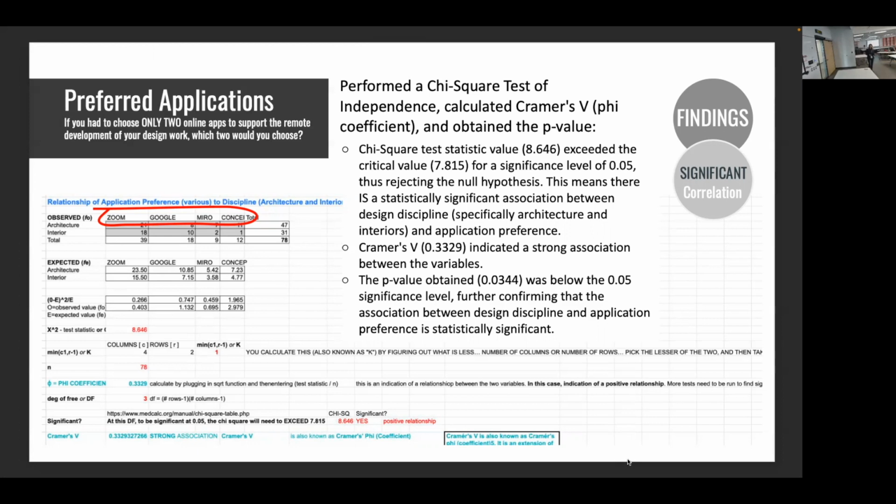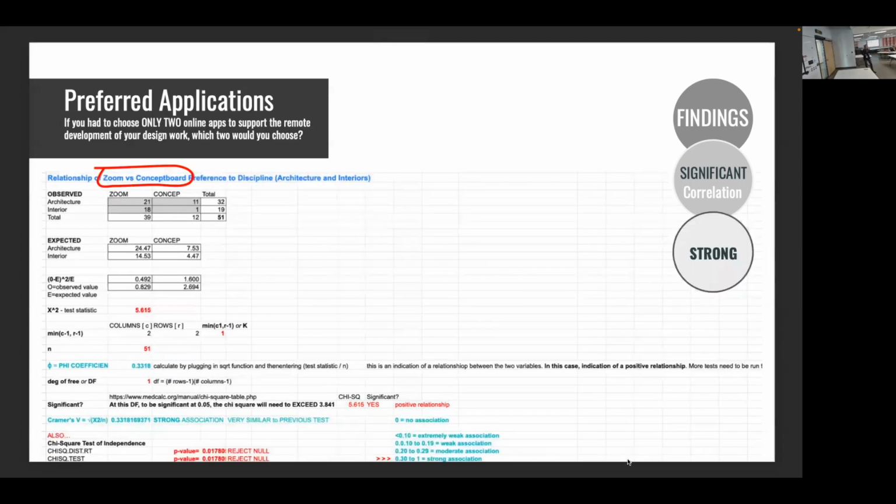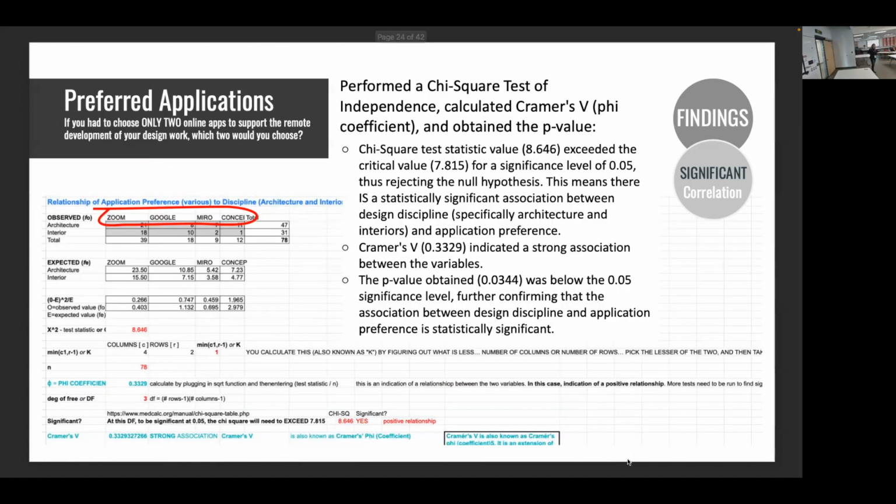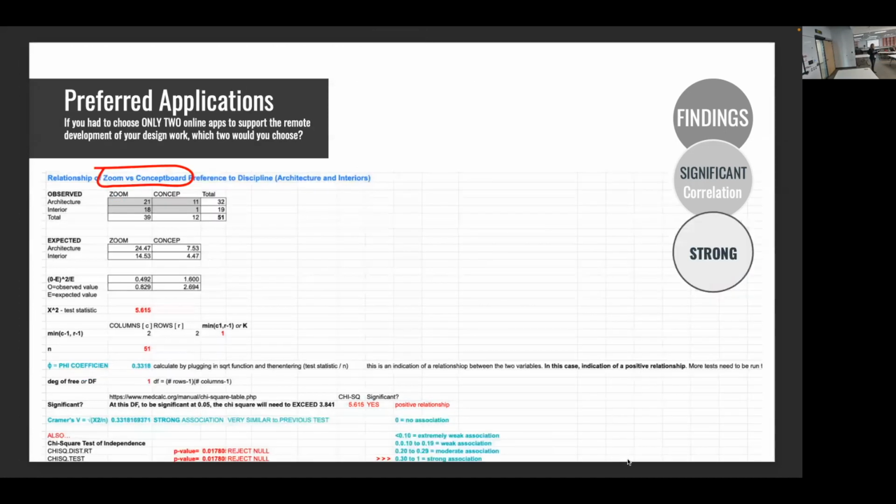I clearly had a significant correlation. This is just some nerded out information about some of the tests I ran that verify, yes, the p-value you wanted, the low 0.05. I got 0.034, awesome. That's telling me things are good. And then moving forward, I even started cutting off. So this is isolated to Zoom, Google Suite, Miro, and Concept Board. And then I just kept digging in, and this was the final one. So very, very strong relationship.